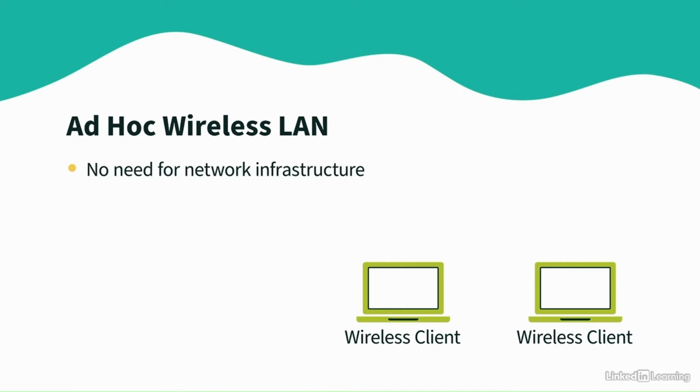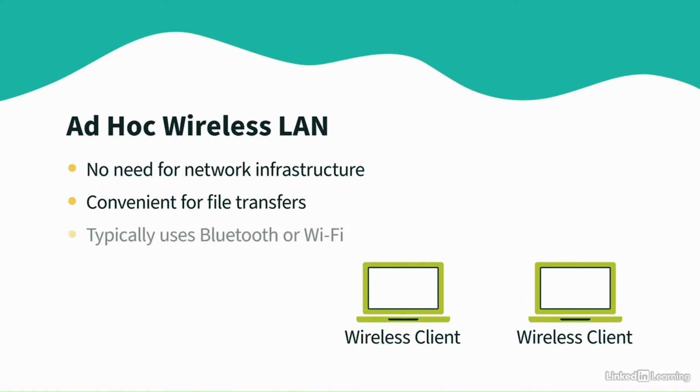With this type of network, we don't need any wireless infrastructure devices, such as wireless access points. Instead, two wireless devices can communicate directly between themselves. Now, while this type of network doesn't scale, it wouldn't be suitable as the primary type of wireless LAN for a business or even a home, it's very convenient for the occasional file transfer between devices.